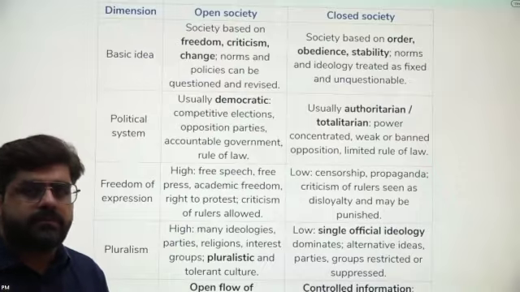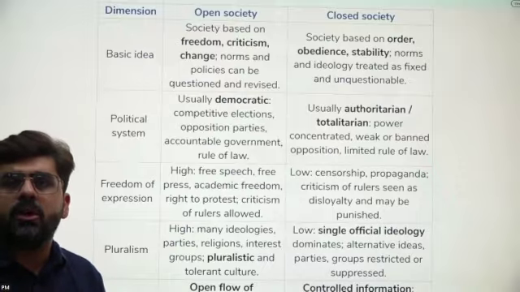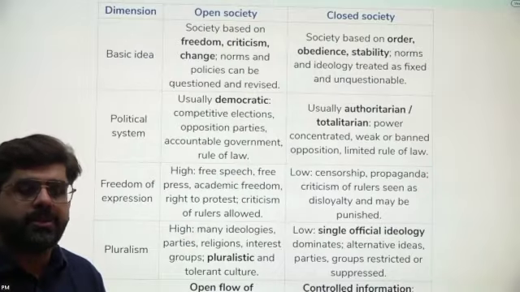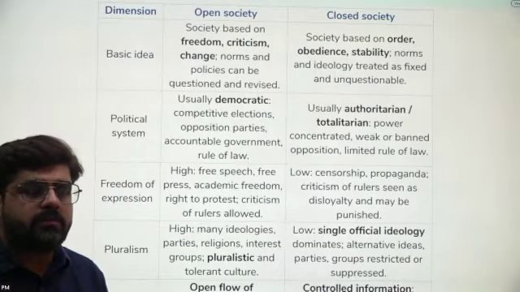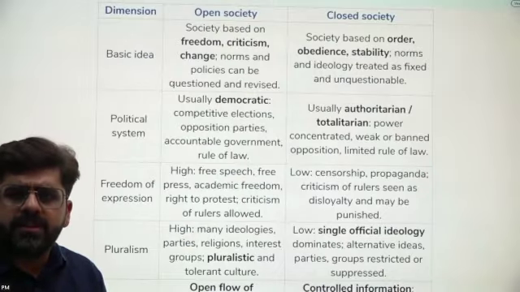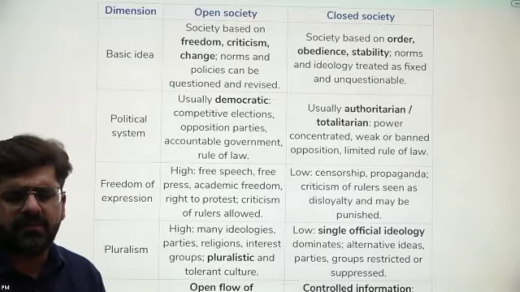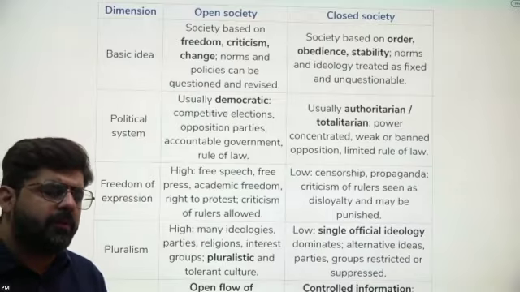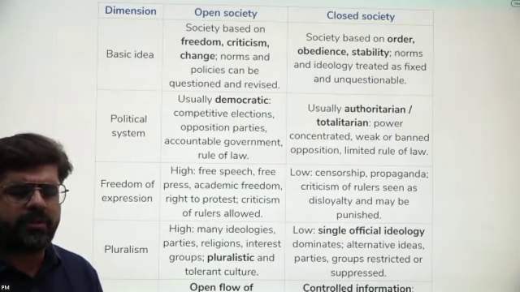And closed societies, as you can logically guess, are those societies which are largely authoritarian in nature. They don't allow for unfettered freedom of speech and expression. And here when I say unfettered, it means they don't give too much freedom of speech and expression. Unfettered, even the liberal world doesn't give. Open society also doesn't give.